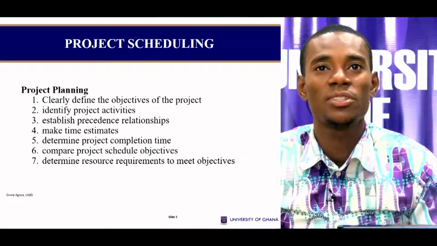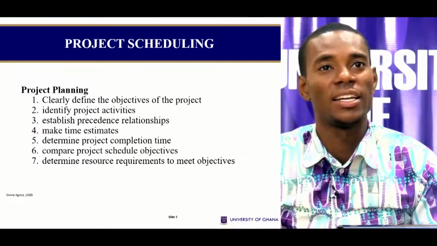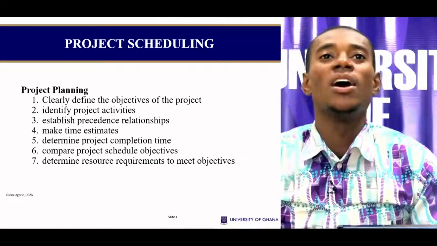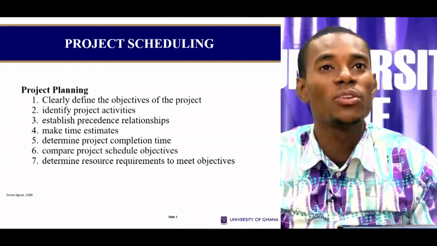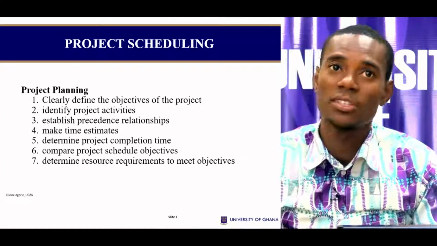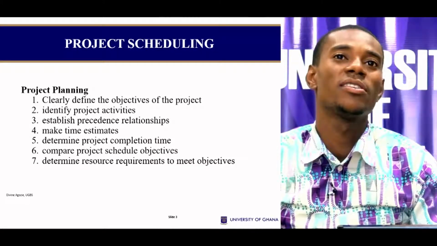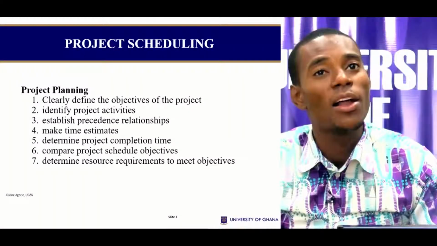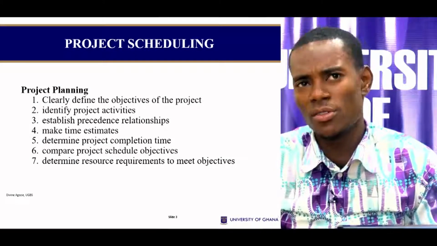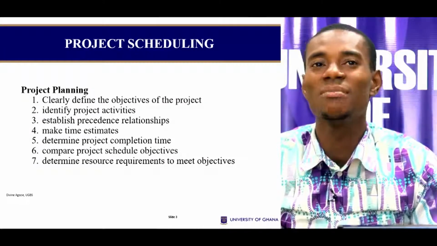You must establish precedence relationships. In what order do you want to get these activities done? When do you want to go to the market? Should it be before lectures or after lectures? When do I go to the library? When do I sit up to study? All these things are activities that make up a project of your day. Now, you need to make time estimates. How long do I want to spend in the library? How long do I want to spend moving from home to school or to class, and all these? They're just basic things that we do day in, day out, but we don't really see them as projects.